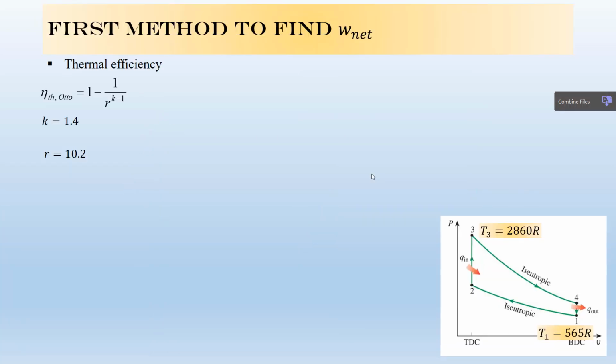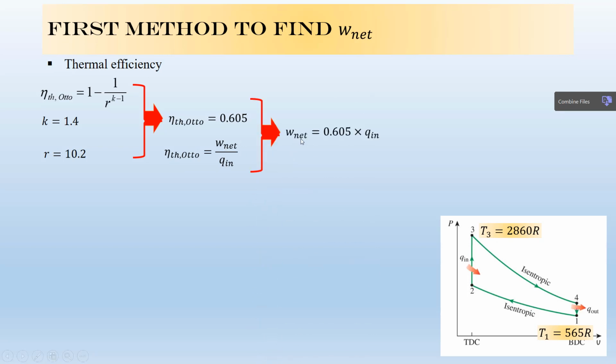Okay, so look, guys, we have the r. r is 10.2, k is known, it's 1.4. Keep in your mind that k is unitless, it's a ratio of two specific heats. And then from here, we can find the thermal efficiency. So the thermal efficiency of Otto cycle is known. Now we can actually use the first equation. Based on the first equation, the thermal efficiency is the W net over Q in. So from here, we can write the W net equals 0.605 times Q in. So we need to find the Q in to find the W net.